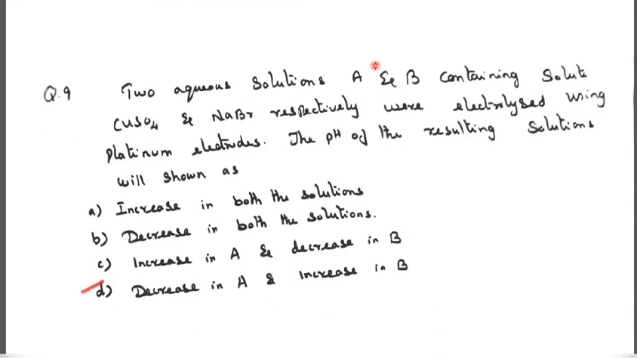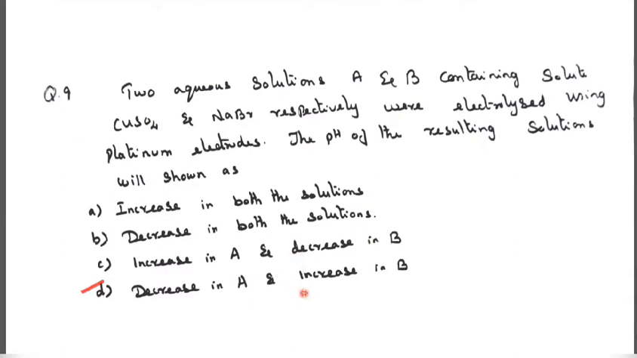Question number 9. Two aqueous solutions A and B, containing the solutes copper sulfate and sodium bromide respectively. A is copper sulfate, B is sodium bromide. They were electrolyzed using platinum electrodes. The pH of the resulting solutions will be shown as: increase in both solutions, decrease in both solutions, increasing in A and decreasing in B, or decreasing in A and increasing in B.